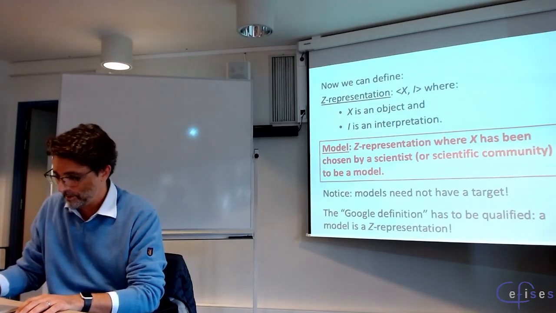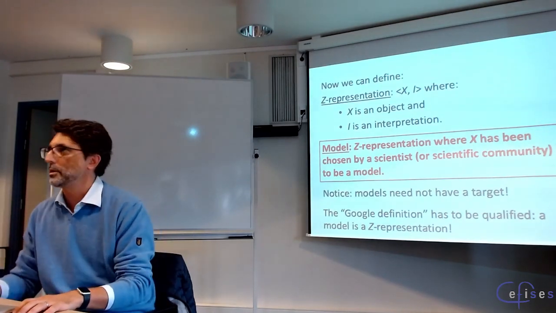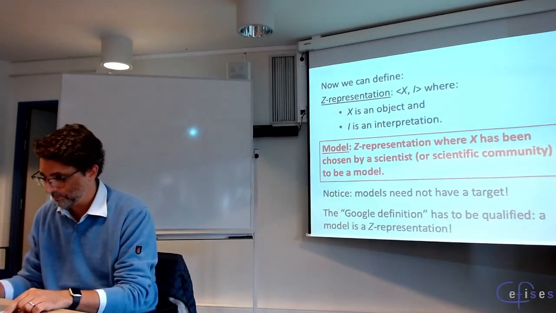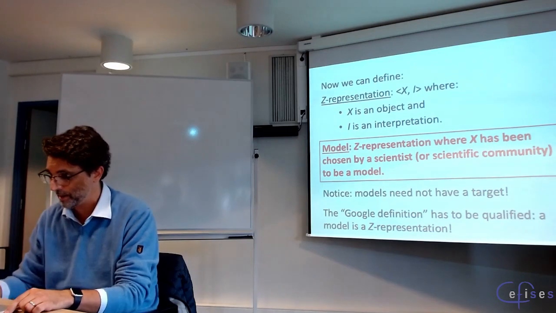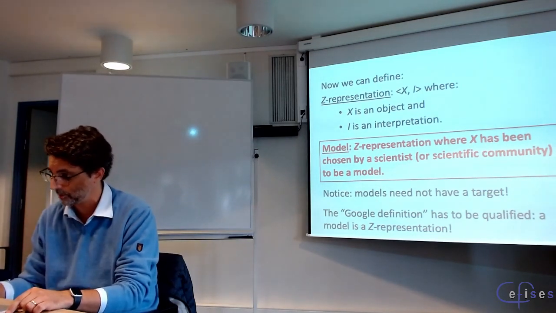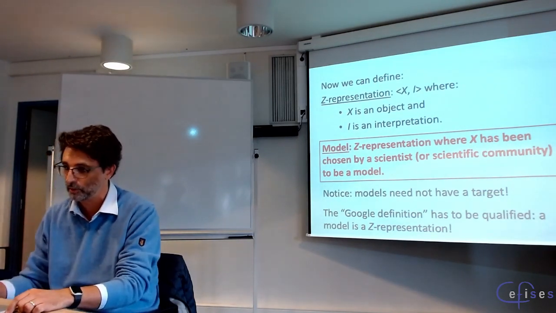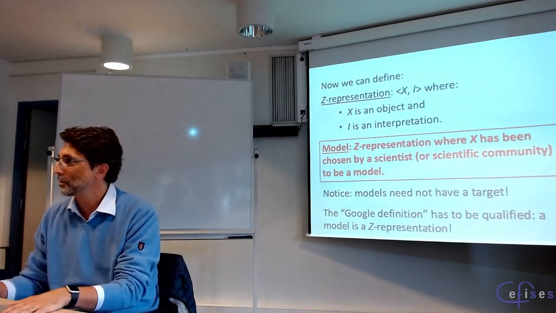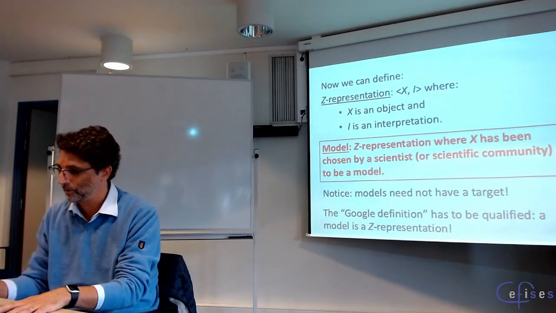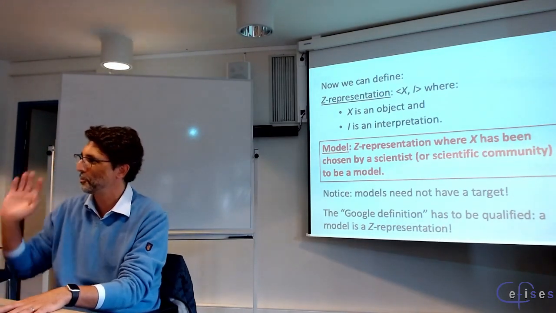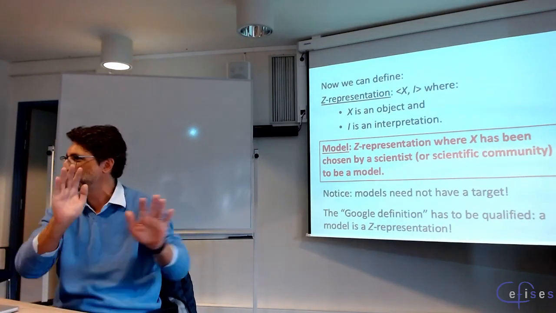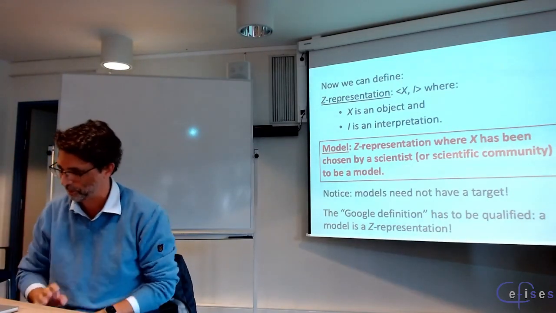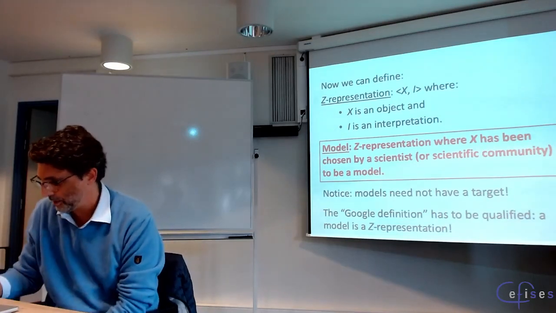And now I'm going really out on a limb, I'm giving you a definition of a model. I would say a model is simply a Z representation where X has been chosen by a scientist or a scientific community to be a model. So that is what a model is. I mean, in the scientific context. I know for logicians that's something different, but in the kinds of models I'm talking about, that's why I started saying I'm interested in scientific models. So that is the definition.